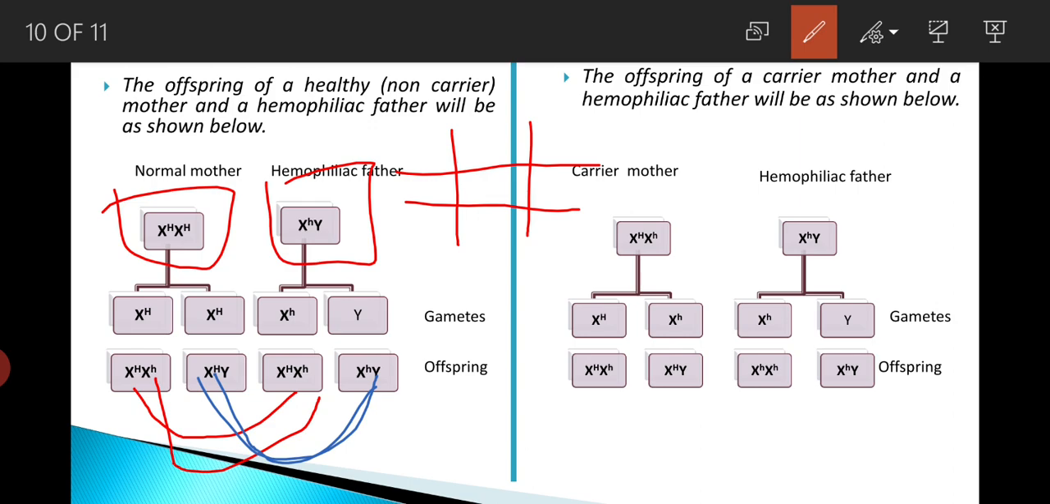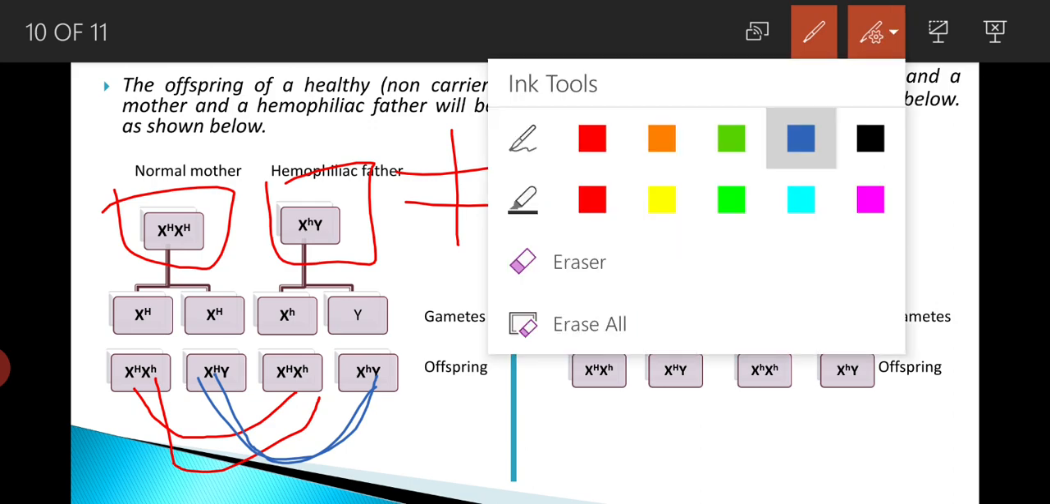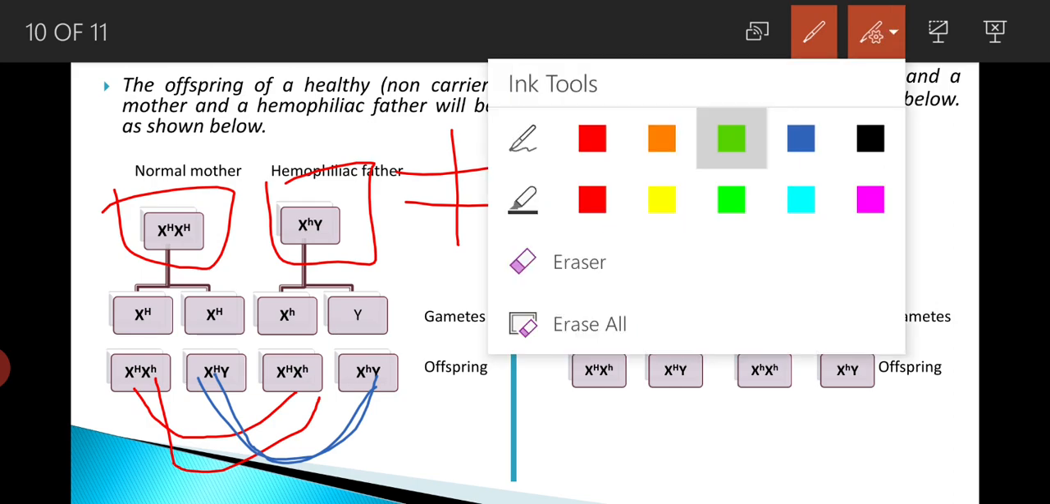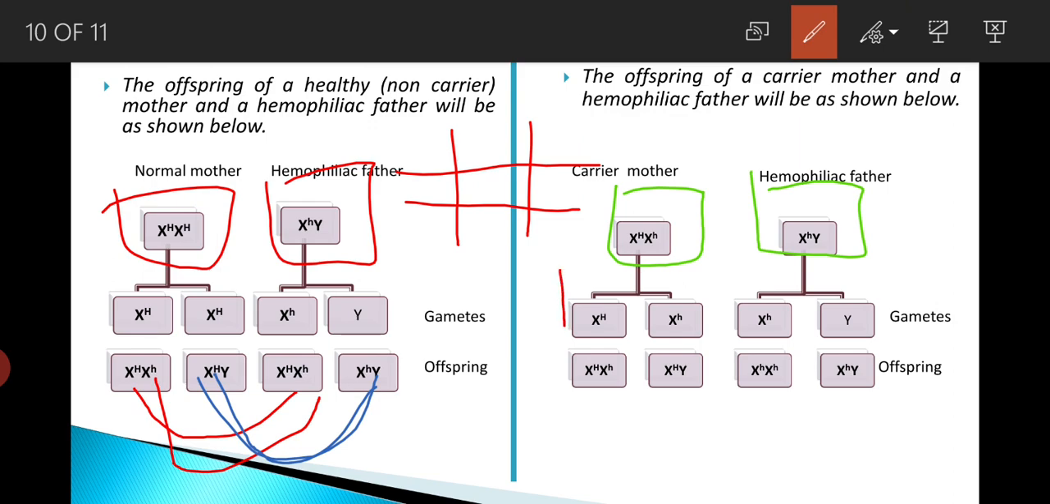Carrier mother means she is going to have one large H and one small h on her X chromosomes, while the hemophiliac father will have the small h on his X chromosome. The gametes they form are X large H and X small h from the mom, and X small h and Y for the father.